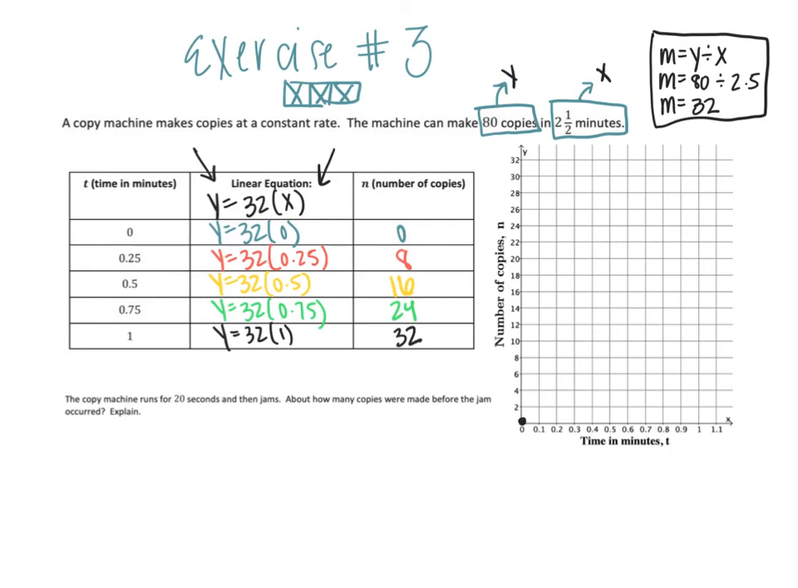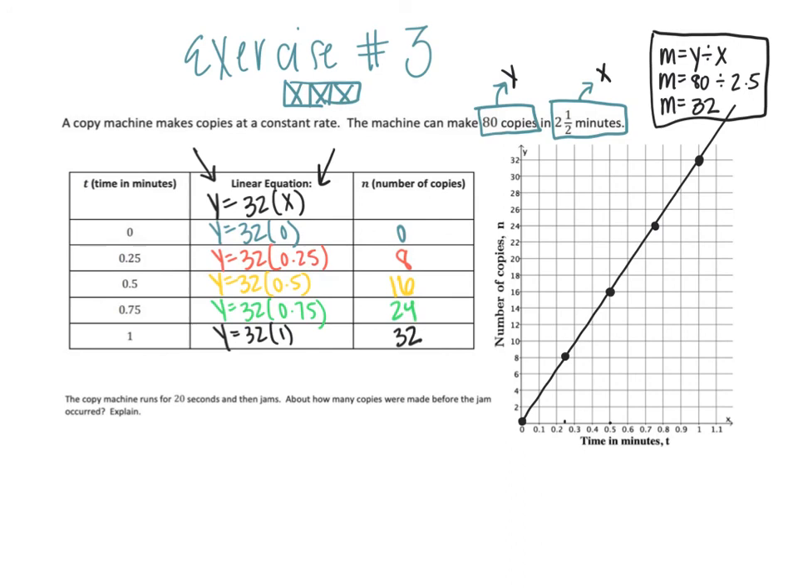0, 0. I'm going to graph that right here. 0.25 and 8, so 0.25 is about right here, and it's at 8. 0.5 and 16, right there. 0.75 and 24. And then lastly, I have 1 and 32. So this is my graph. I've graphed all of those pairs. Drawing my line through my graph, and now I'm going to answer this question.